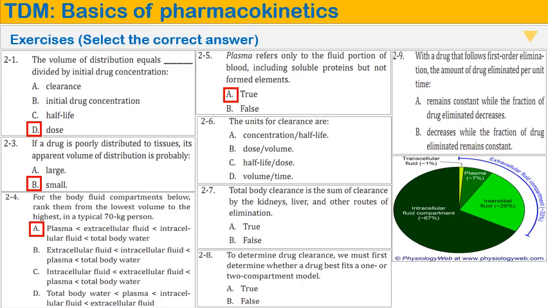Next, the unit of clearance: is it concentration over half-life, dose over volume, half-life over dose, or volume over time? We said it is volume over time. Then, total body clearance is the summation of the clearance of the clearing organs, which are kidney, liver and other routes of elimination. True. Next, to determine the drug clearance, we must first determine whether the drug is best fit by a one compartment or two compartment model. Clearance has nothing to do with the compartments; the volume of distribution is related to the compartmental model, one or two compartments. Clearance is related to the organ of elimination and the area under the curve. So it is false.